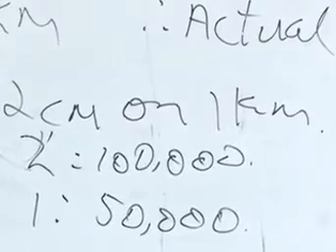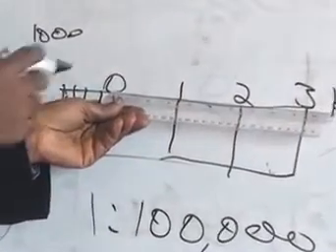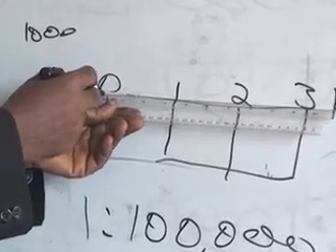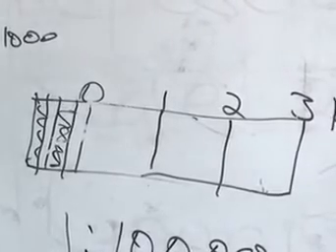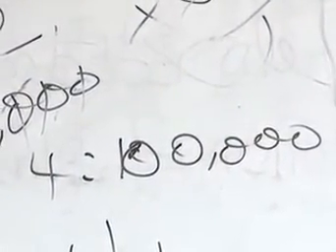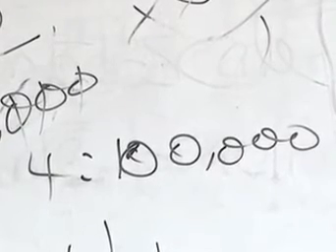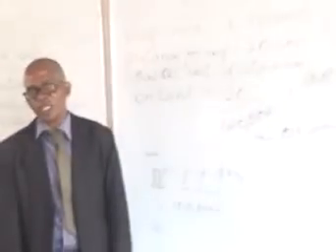Third example. You may put your ruler, because exam bodies vary the scale. From 0 to 1, your ruler is measuring 4 cm on 1 kilometer. It means 4 cm on 1 kilometer, that is 4 to 100,000. You divide by 4, you get 1 to 25,000. That is it, viewer. Until we meet again, we'll continue with enlargement and reduction of map.